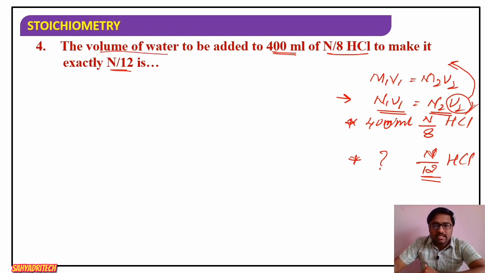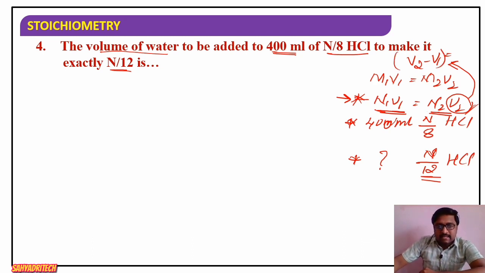Yes, we know initial normality and initial volume. We know final normality, that is final concentration, but we don't know the final volume. So with the help of this formula, N1V1 is equal to N2V2, first we have to calculate V2, the final volume. Thereafter we go for calculating the volume of water to be added, which is simply V2 minus V1. The difference, final minus initial, gives the volume of water to be added. Yes or no? Yes.